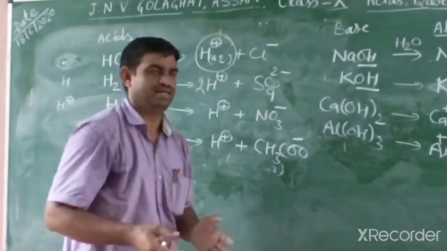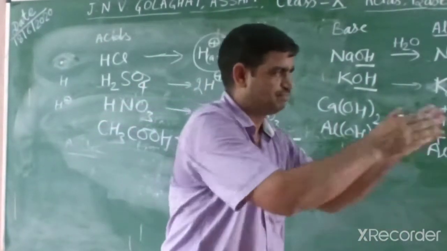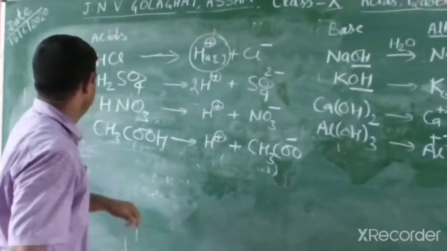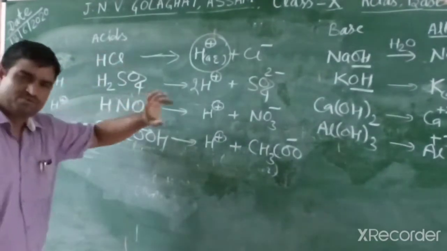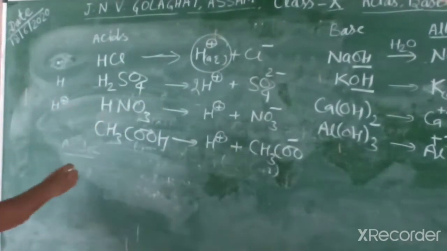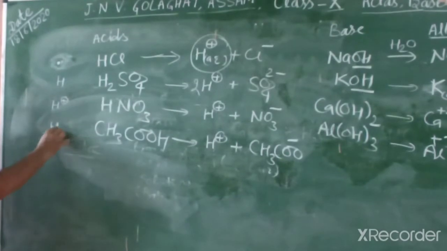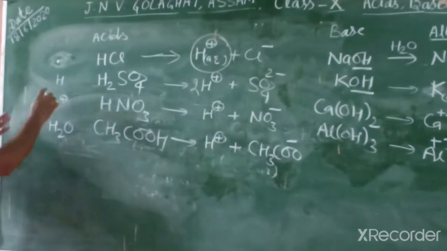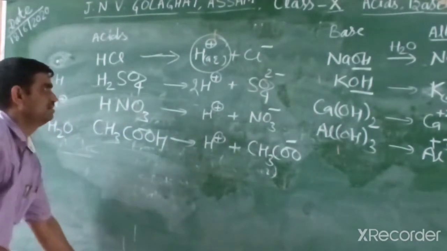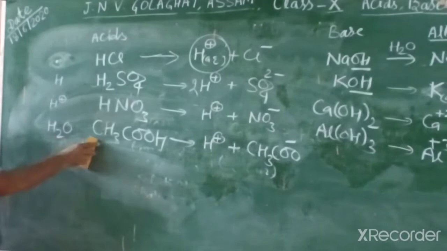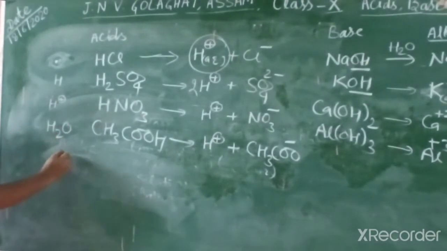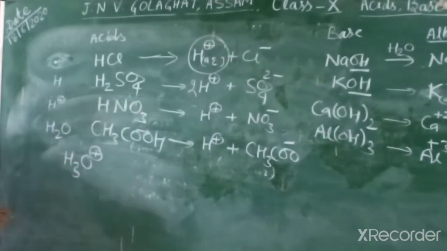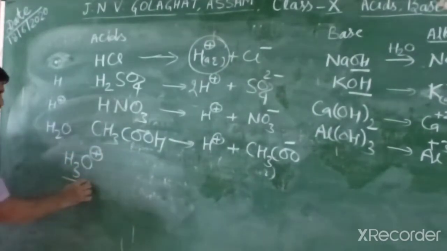So how can we explain this? If you leave a small child in the open, that small child cannot remain alone. In a similar way, this single proton cannot remain alone. But when we mix water, H2O, with this proton, they change into hydronium ion. So we write H plus and H2O as H3O plus.